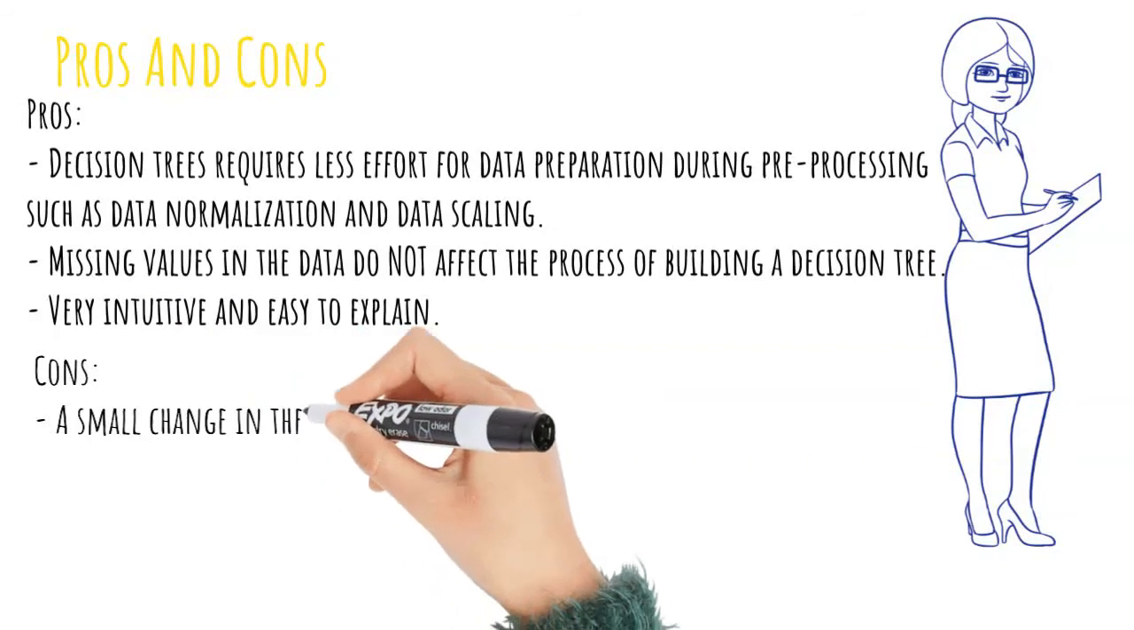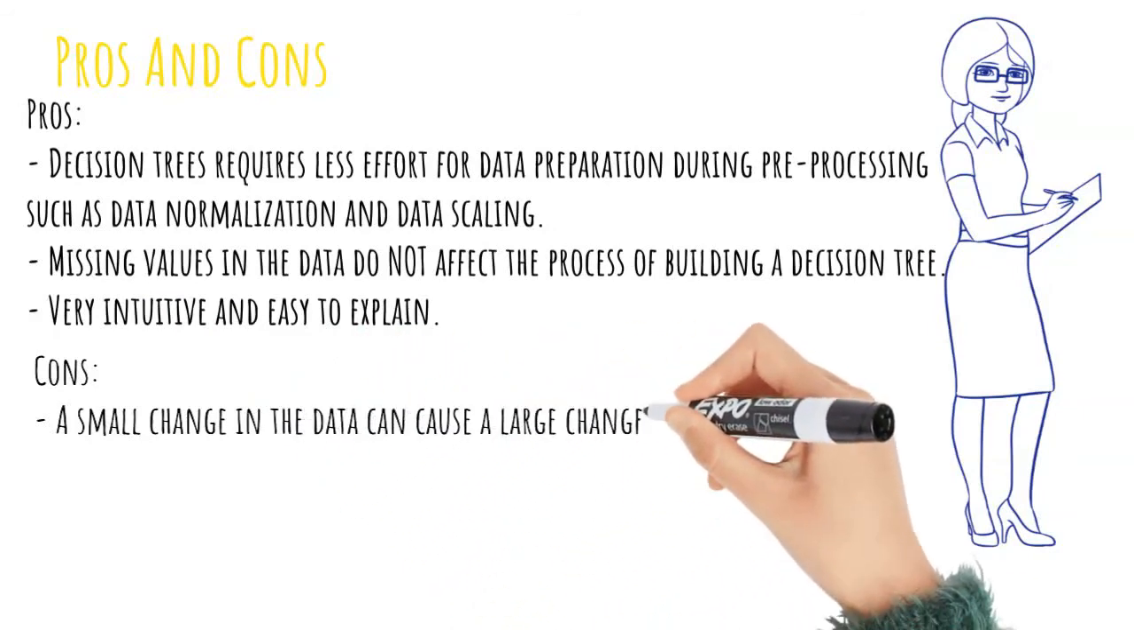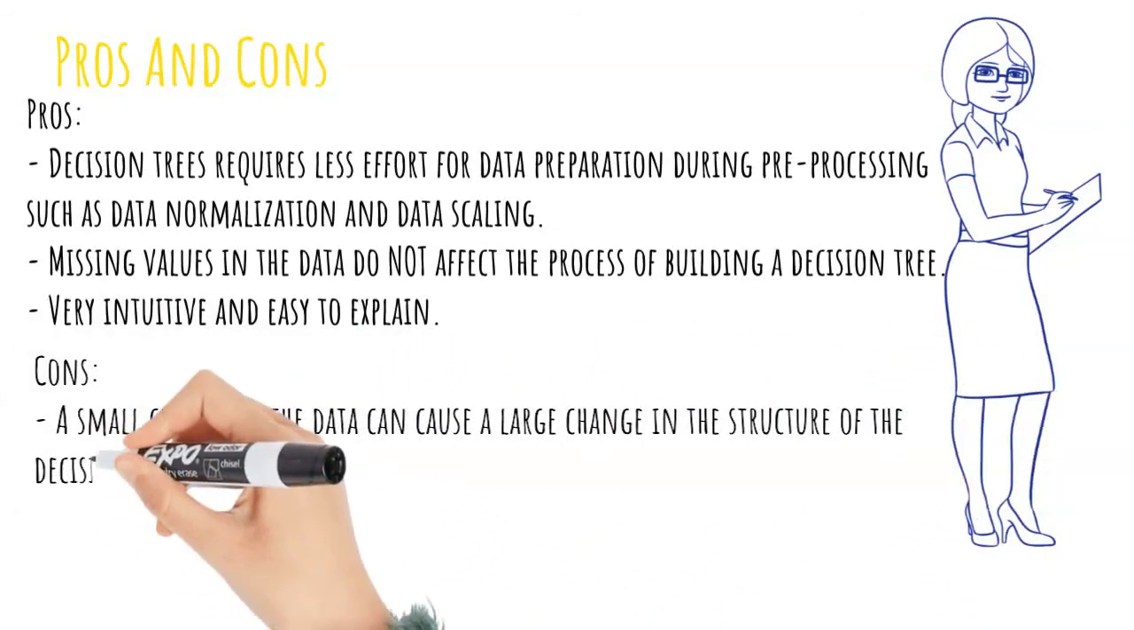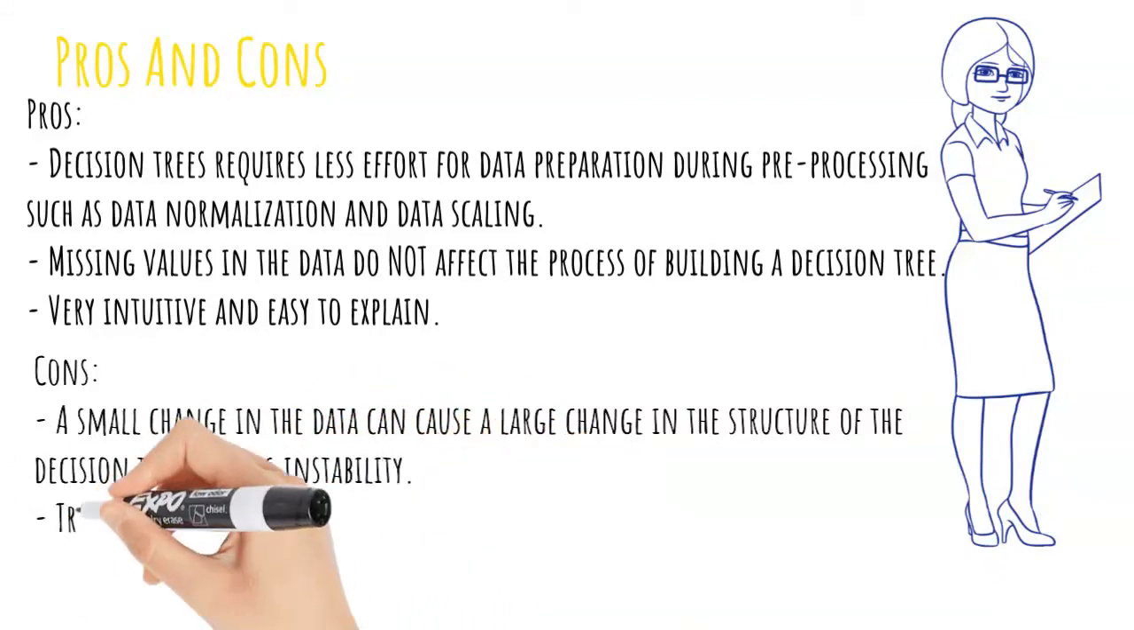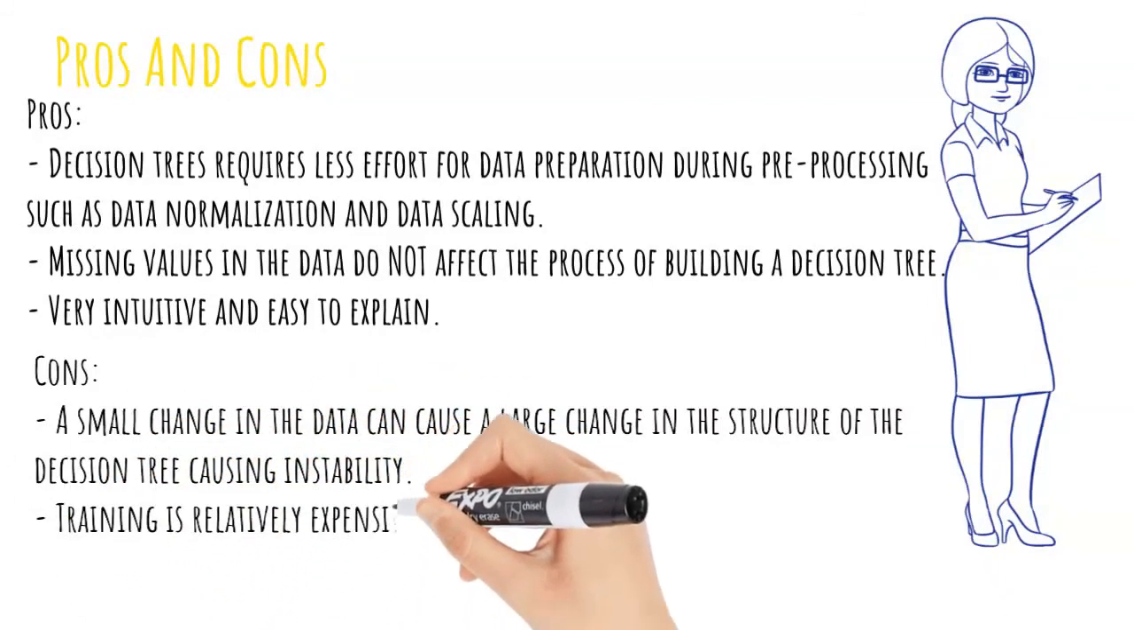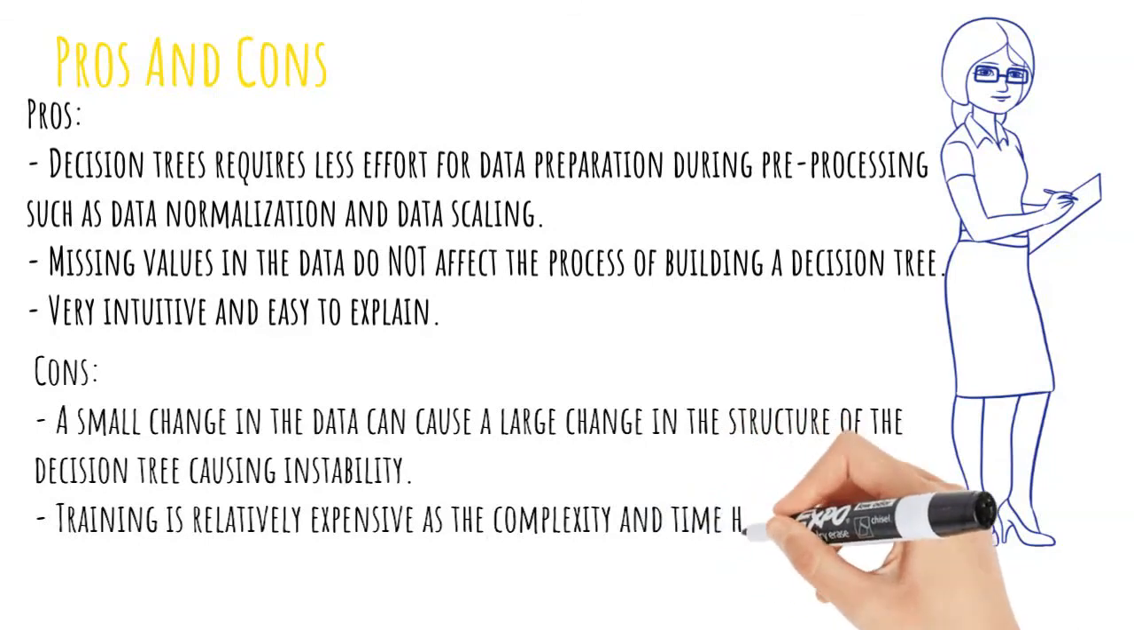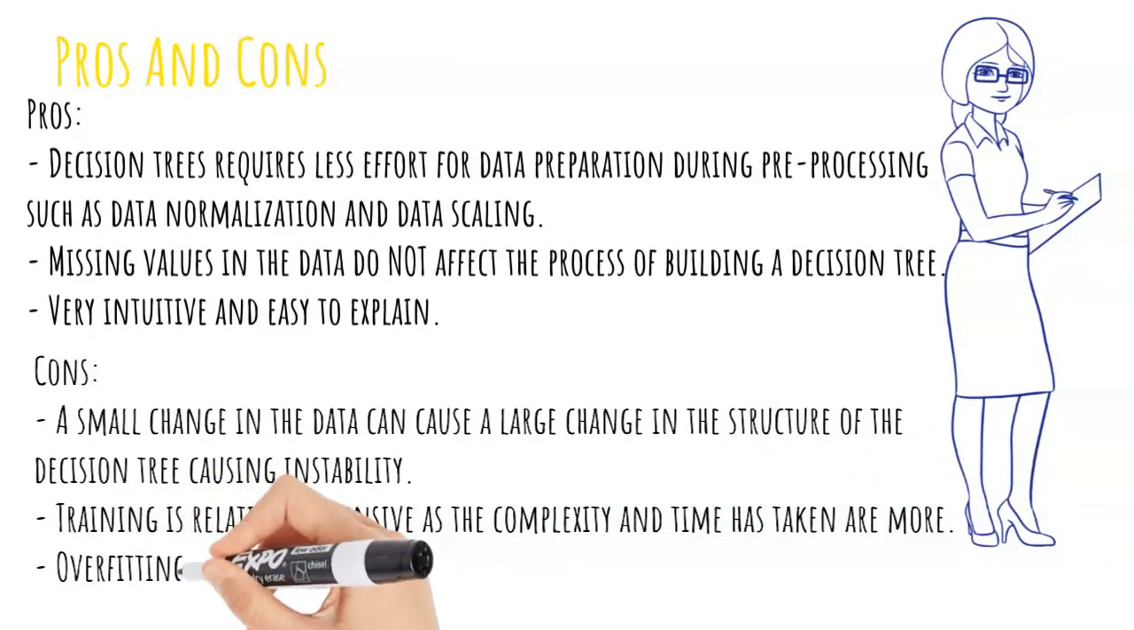The cons are that a small change in the data can cause a large change in the structure of the decision tree, causing instability. Decision tree training is relatively expensive as the complexity and time taken are greater. They also tend to overfit.